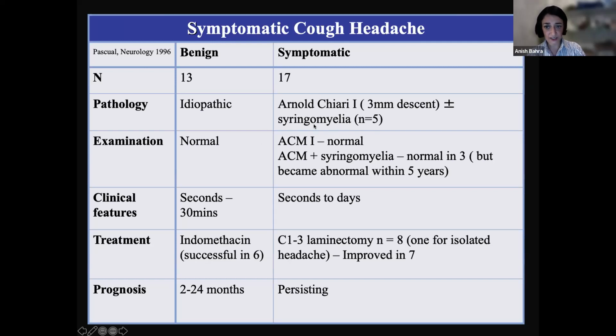So the examination here largely normal. In those with a syrinx, it gradually became abnormal. Again, the duration can be similar in primary and secondary. And what we find with these paroxysmal disorders, that they respond well to indomethacin. So a lot of paroxysmal disorders, indomethacin seems to be the most frequently documented successful treatment. So in this group, the prognosis, again, self-limiting in the benign group, more persistent in the symptomatic group.